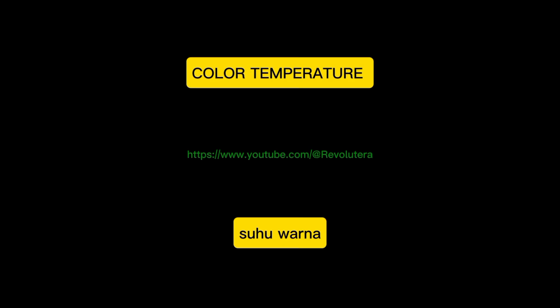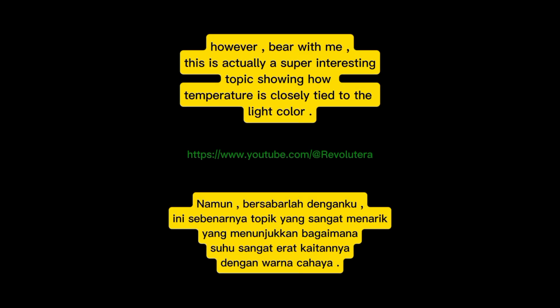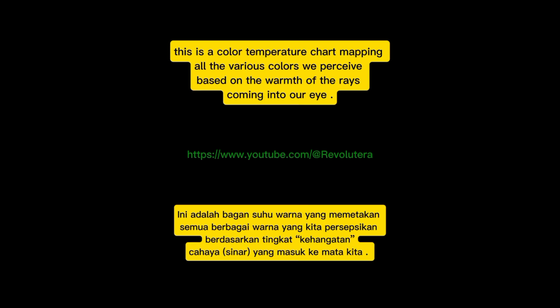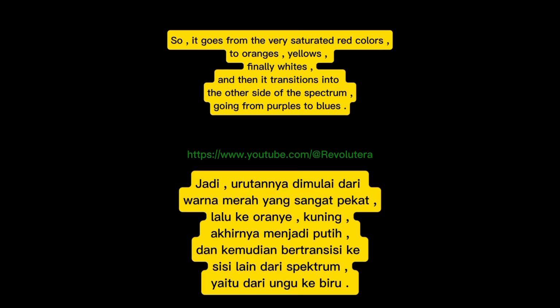Color temperature. However, bear with me, this is actually a super interesting topic showing how temperature is closely tied to the light color. This is a color temperature chart mapping all the various colors we perceive based on the warmth of the rays coming into our eye. So, it goes from the very saturated red colors to oranges, yellows, finally whites, and then it transitions into the other side of the spectrum, going from purples to blues.